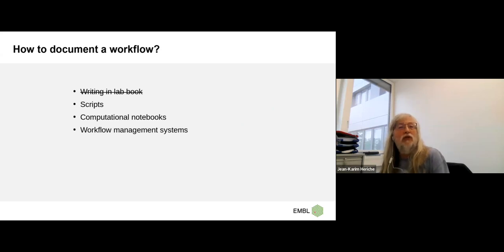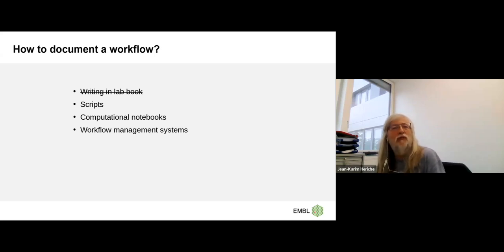So how do you document a workflow? Of course, traditionally, it has been about writing steps in a lab book. This is error-prone, inaccurate most of the time, so that makes things basically impossible to reproduce. So you could have scripts, but scripts take some extra effort to properly document.